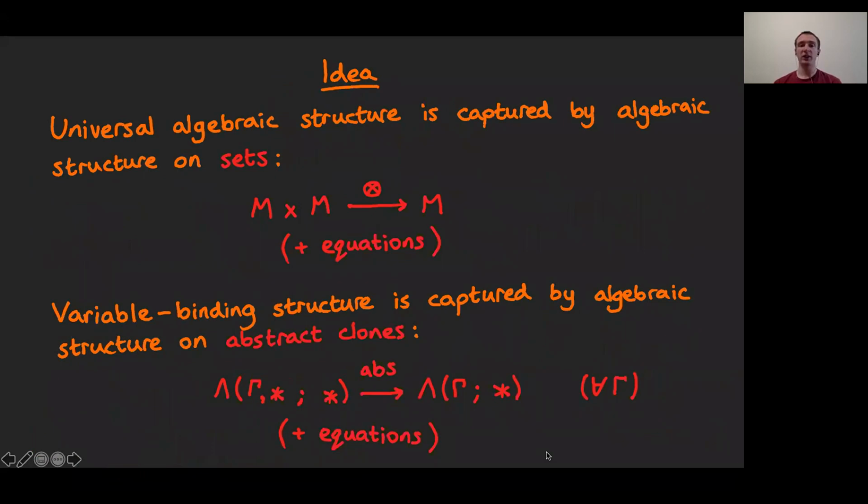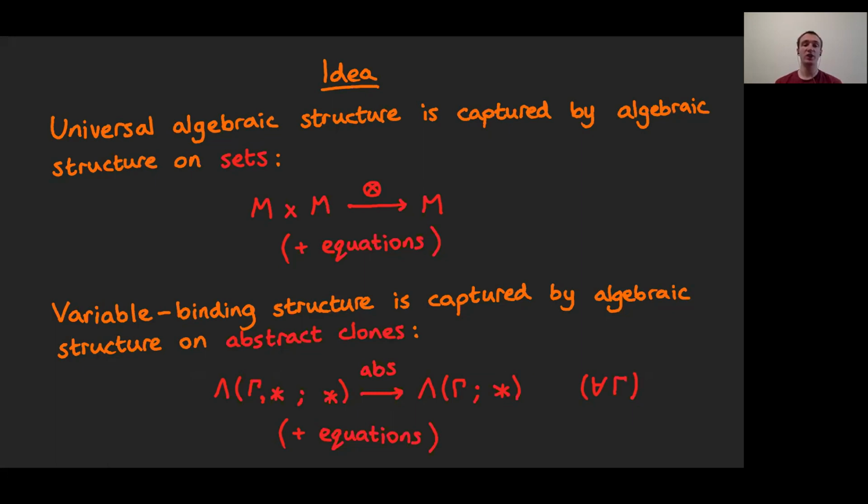And from another perspective, another way to say this is that universal algebraic structure, as in the classical setting, is captured by looking at operations and functions on sets. So for instance, in a monoid, we have a binary operation, and this is represented by a function from the product of m with itself to m, along with some equations and also a unit.